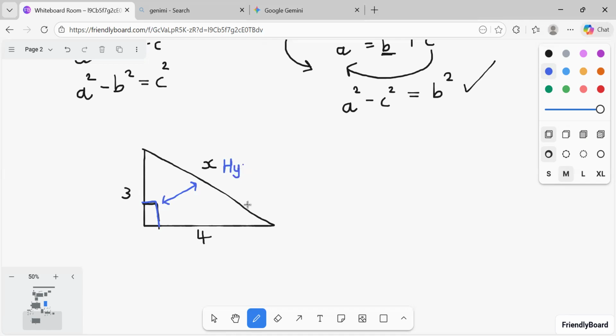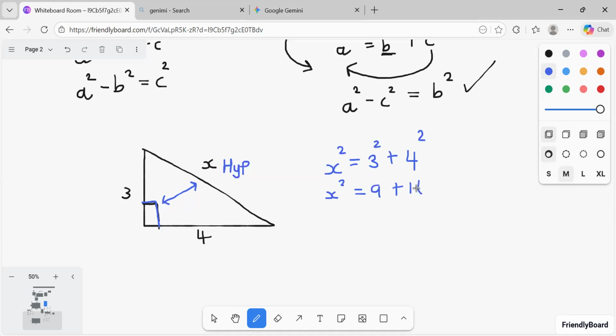After identifying my hypotenuse, I know that the theorem of Pythagoras states that hypotenuse squared, which is x squared, is equal to these two sides squared added together, which is 3 squared plus 4 squared, like this. Then x squared is equal to 9 plus 16.